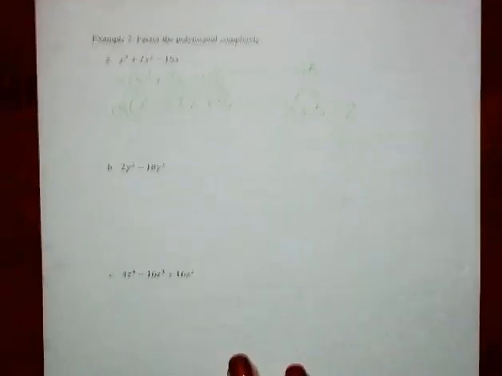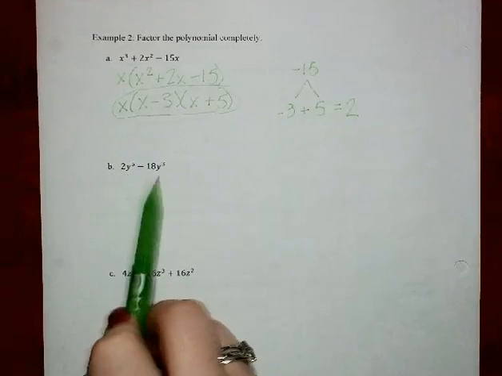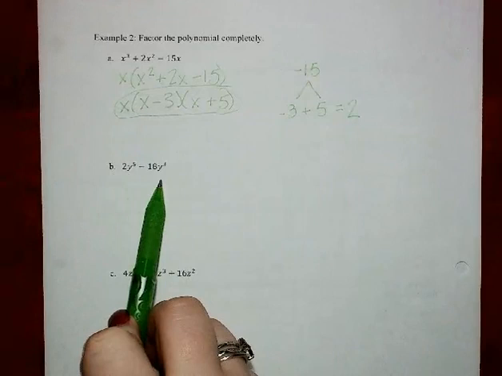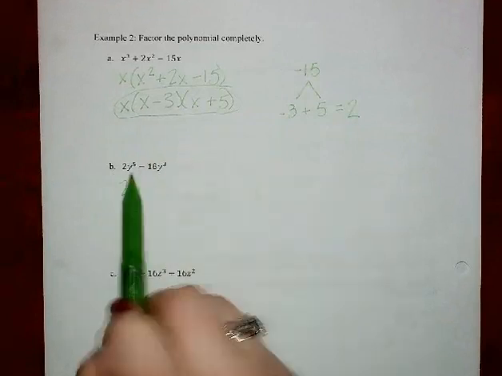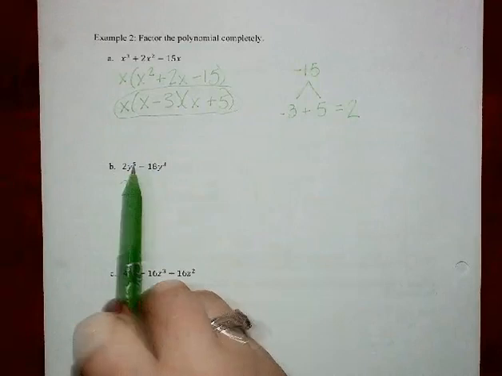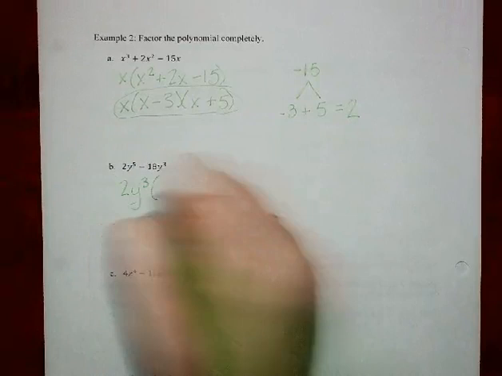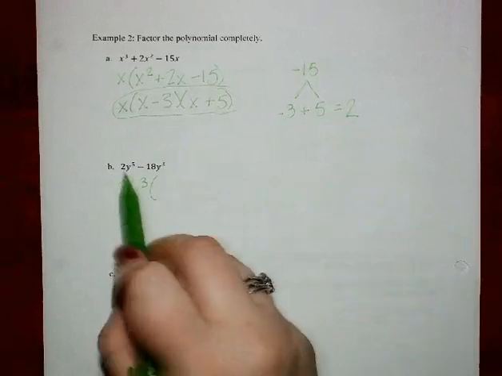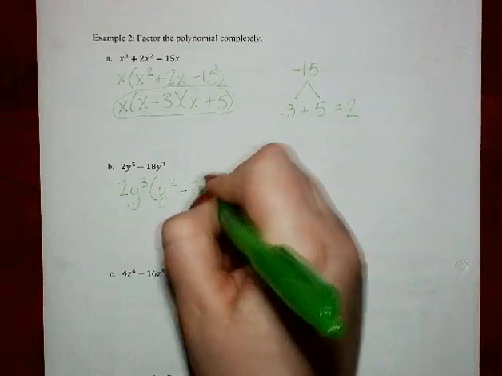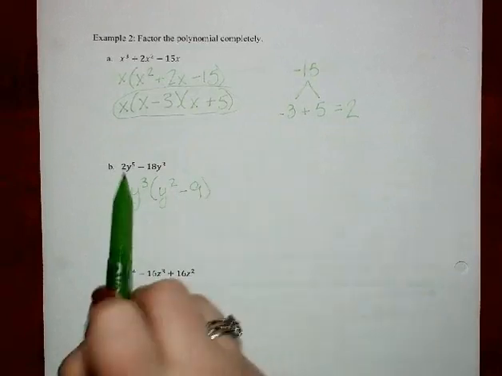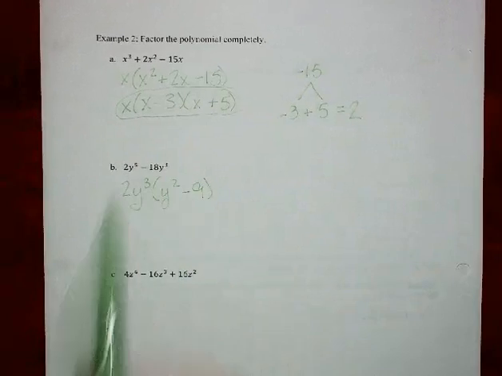Okay, so part B. We look here. Both of these have y's, and they're both divisible by 2. So we're going to pull out at least 2y. Now, this one has 5 y's, and this one has 3 y's. So we're going to pull out y to the third. So we're left with y squared minus 9. Okay, so if you need to double check, FOIL it back out, or distribute it back out, and make sure that you get this again.